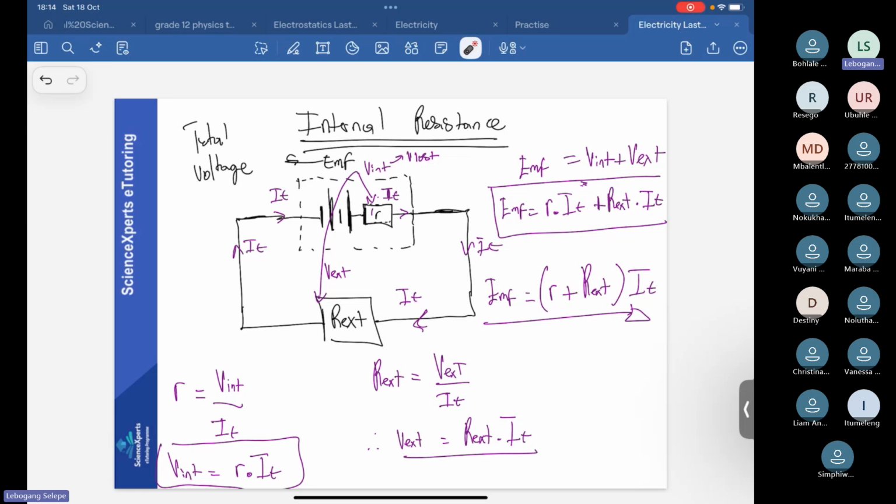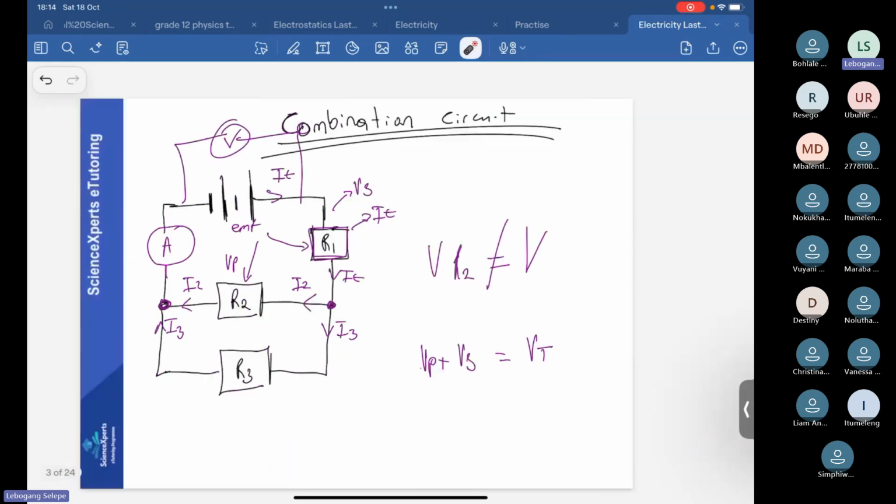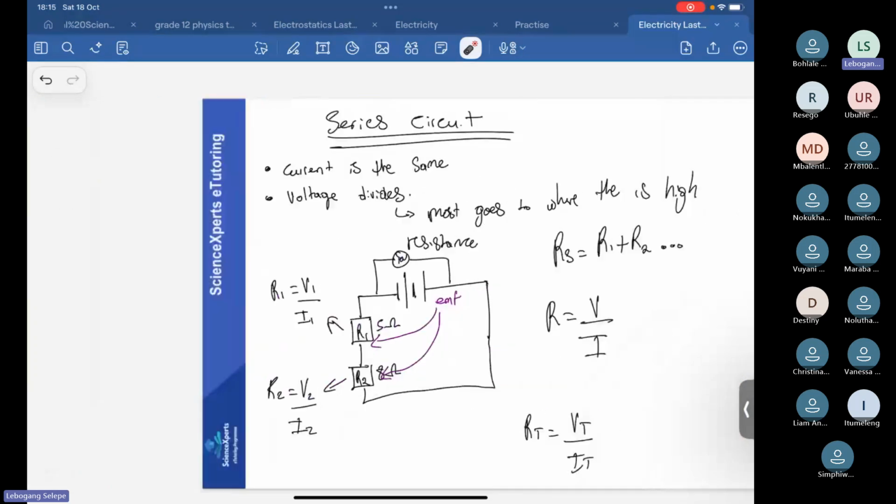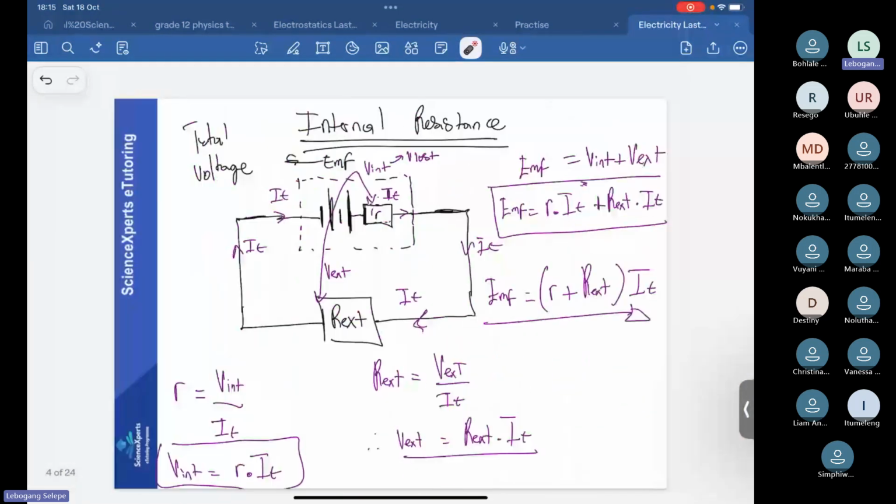You'd see that the graph of the relationship between V external and current is not a directly proportional graph like we would see when there is no internal resistance. This one you would see a decreasing straight line graph. Why is it the case? We can explain why.